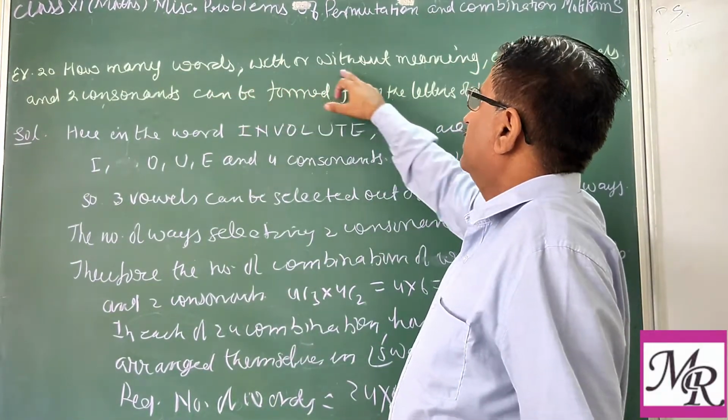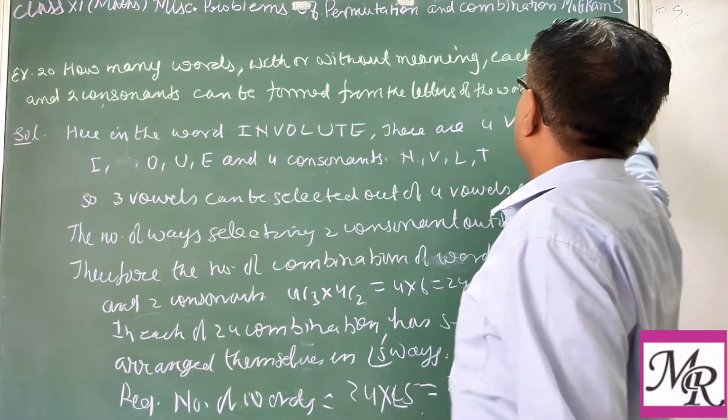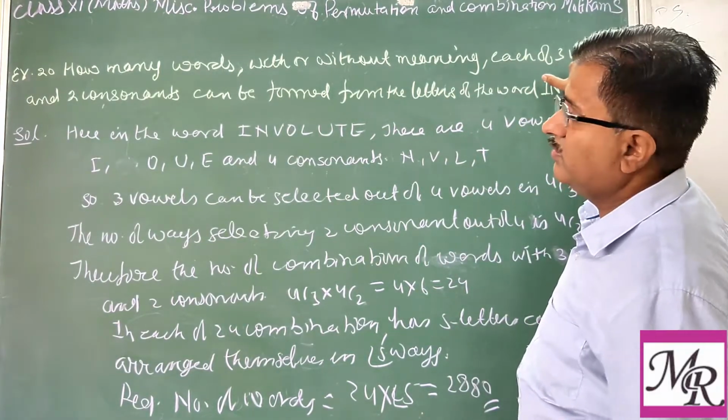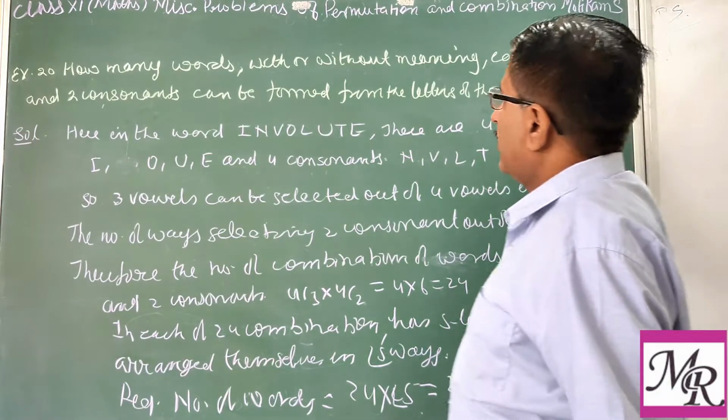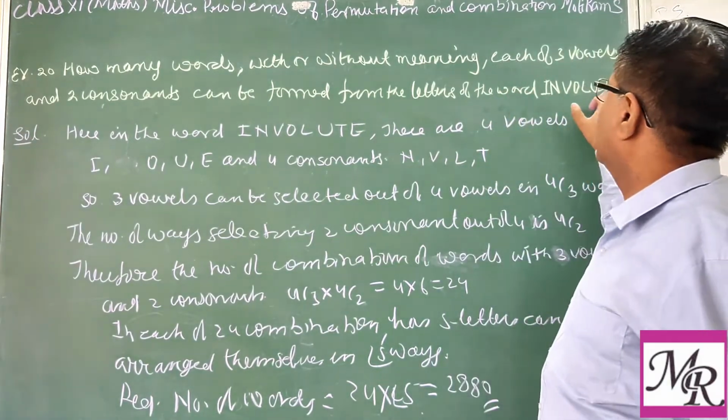This is very important when we have this type of problem where conditions are given: how many words with or without meaning. Now here the condition is that there should be 3 vowels and 2 consonants. It means out of this, 8 letters are given.